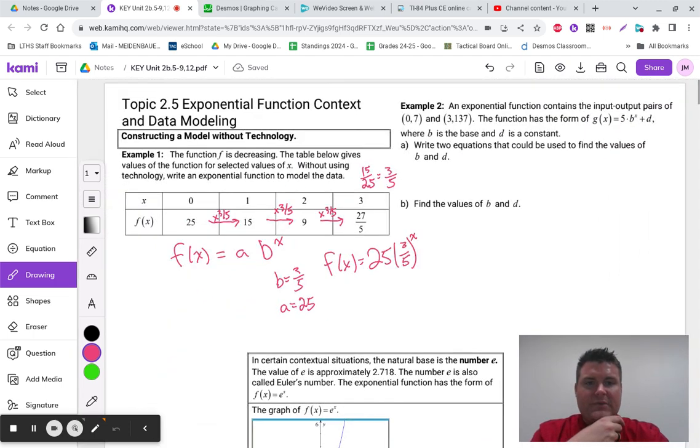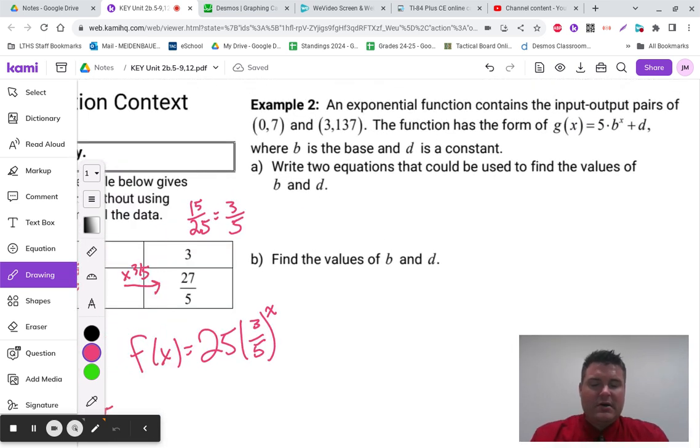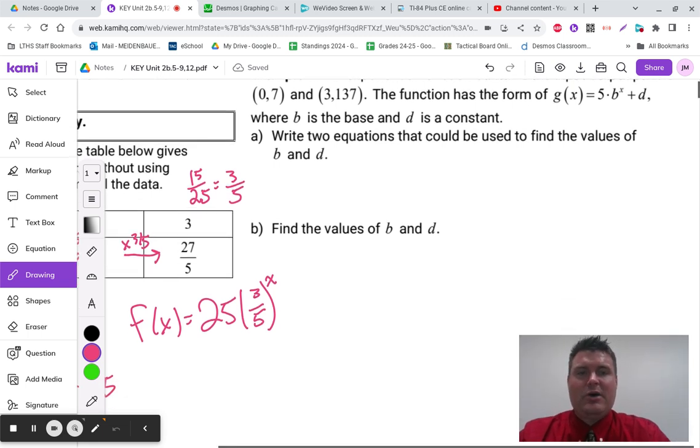Okay, all right, so here's an example now where it gives us a bit of a frame of the exponential function and some points, and let's go from there. An exponential function contains the input-output pairs (0, 7) and (3, 137). The function has the form g of x equals 5 times b to the x plus d, where b is the base and d is the constant. There are two equations that can be used to find the values of b and d. Part A is scaffolding for us. We're not actually solving anything for part A, but just helping guide what we're doing here.